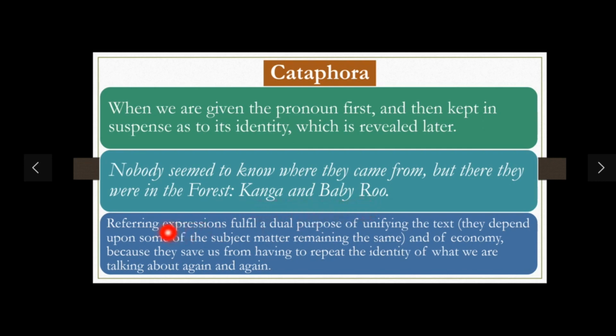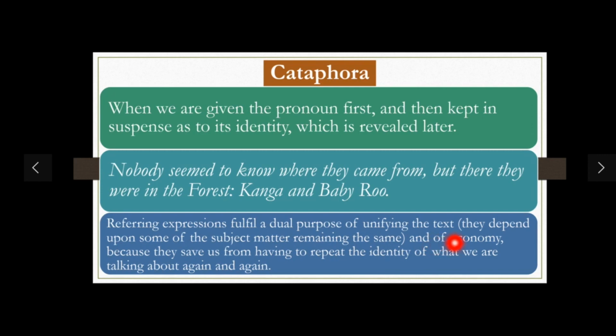Now, referring expressions fulfill a dual purpose: unifying the text, since they depend upon the subject matter remaining the same, and economy, because they save us from having to repeat the identity of what we are talking about again and again. So referring expressions have a dual purpose. Purpose number one, that it saves time. And purpose number two, not to repeat a word again and again.